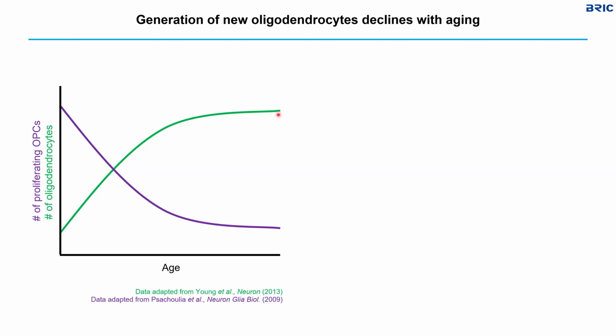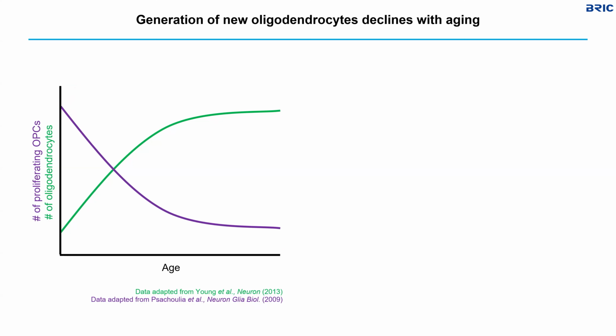And that is paired with proliferation of OPCs. So here in purple, we're looking at the OPCs that are undergoing proliferation. And you can see that early in development, there is a high degree of proliferation of OPCs, and that also dramatically declines over the course of aging.